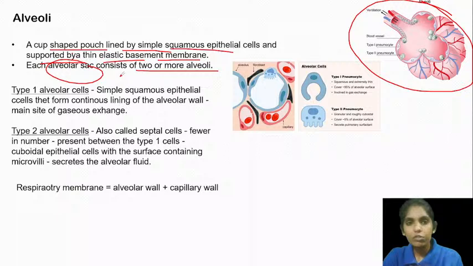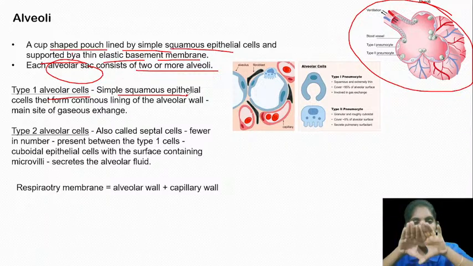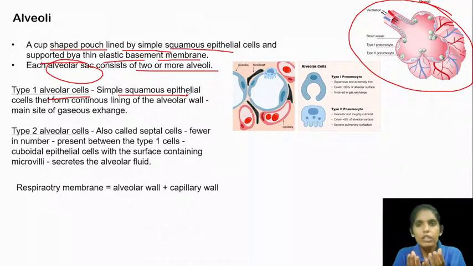And the alveoli consist of two types of cells, the type 1 alveolar cells and the type 2 alveolar cells. The type 1 alveolar cells consist of the simple squamous epithelial cells, which are continuous with the alveolar wall. So the whole alveoli is made up of the simple squamous epithelial cells, and these cells are involved in exchange of the gases.